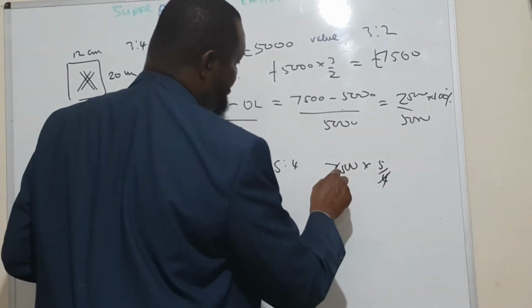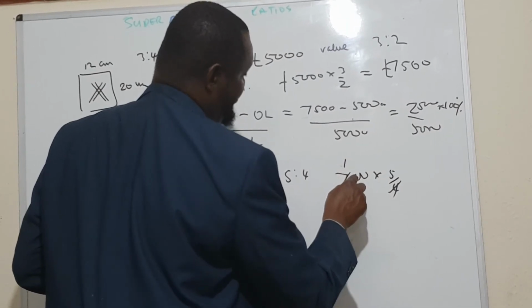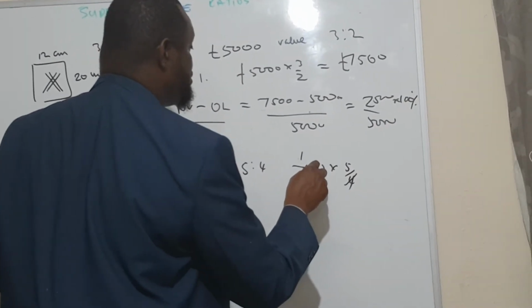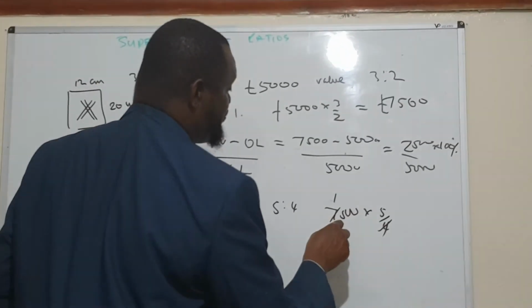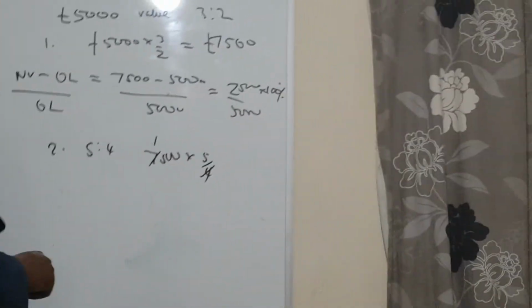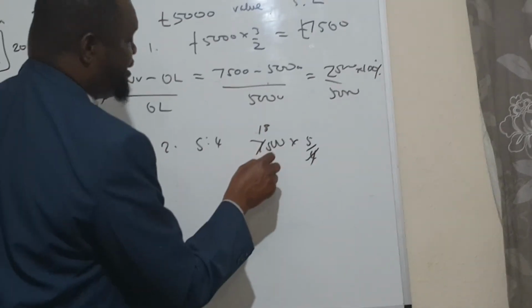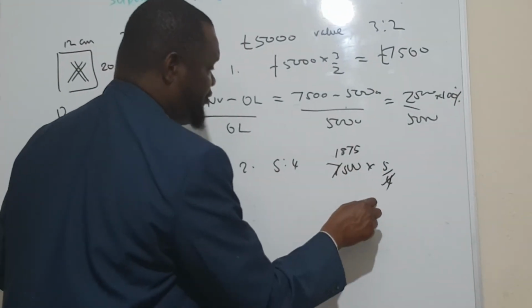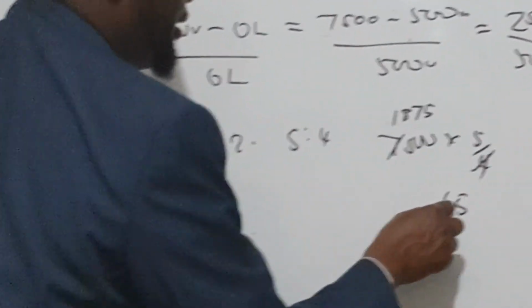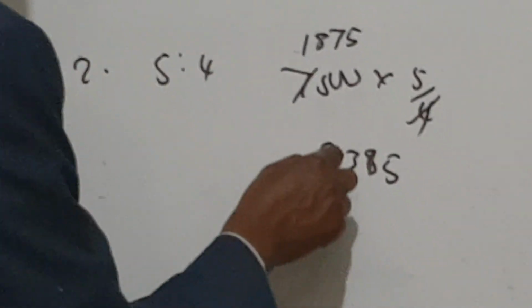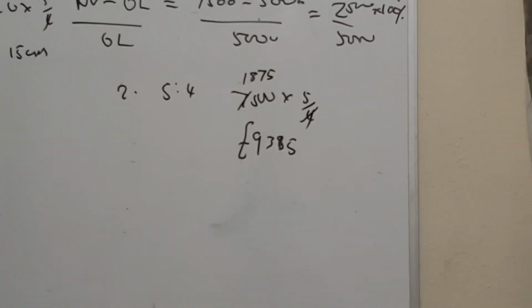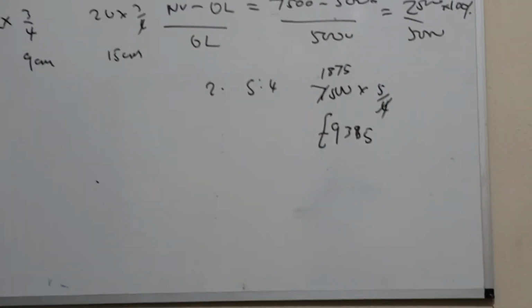7 into 35, how many times? 5 times, 35. Then 5 times 5, 15, 5 carry 3, 40, 43, carry 4, 9. The new value is 9,385. Okay, do you see how they can twist this question?